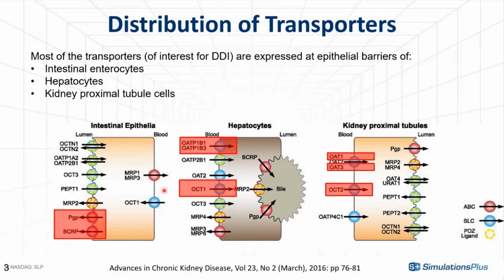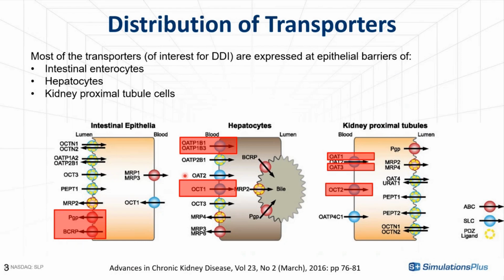The second question is, where do we find these transporters? Most of the transporters, at least those of interest for drug-drug interactions, are expressed at epithelial barriers, for example, in intestinal enterocytes, hepatocytes, and in the kidney proximal tubule cells. In intestinal epithelia, you might find PGP and BCRP, which are both efflux transporters. In hepatocytes, you might find OATP1B1, OATP1B3, and OCT1. In kidney proximal tubules, you might find OAT1, OAT3, or OCT2.